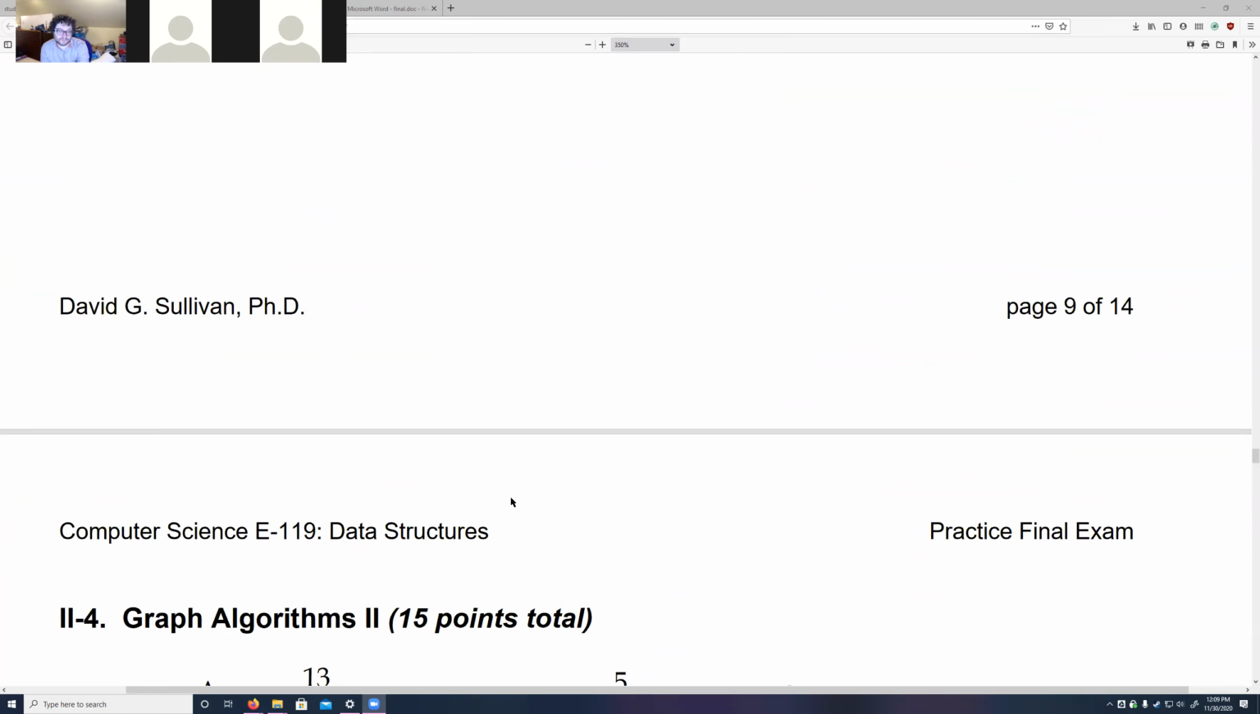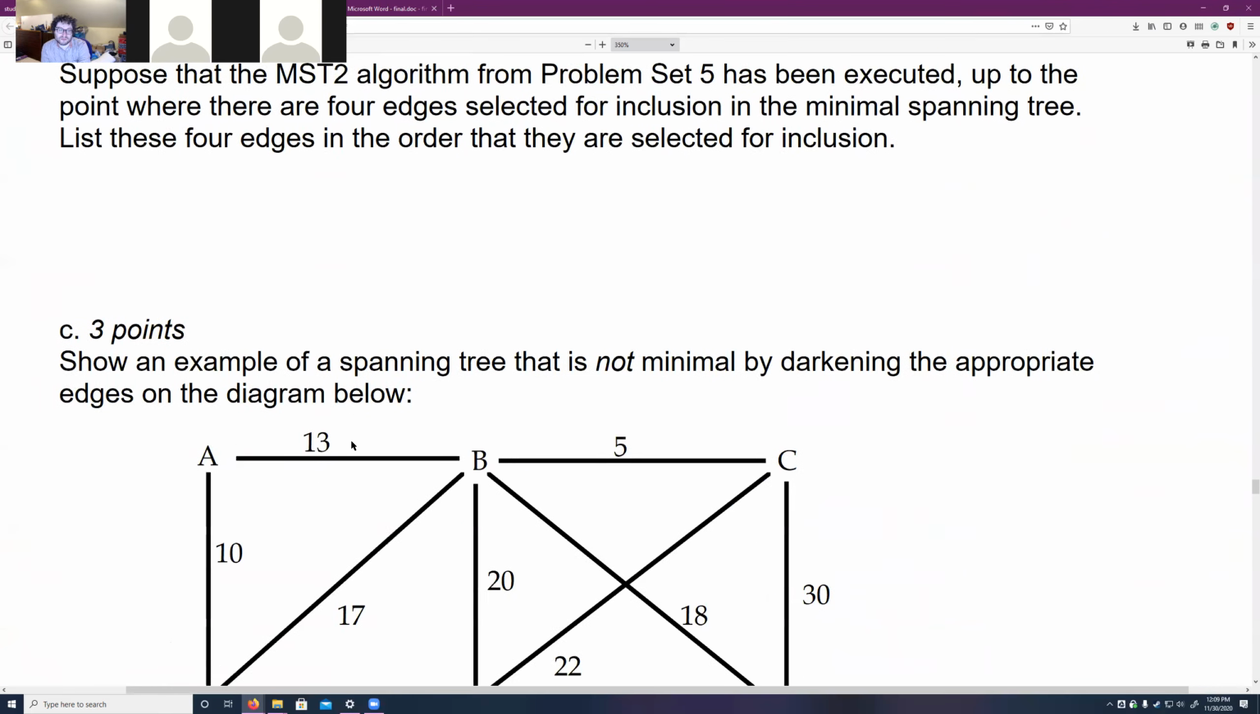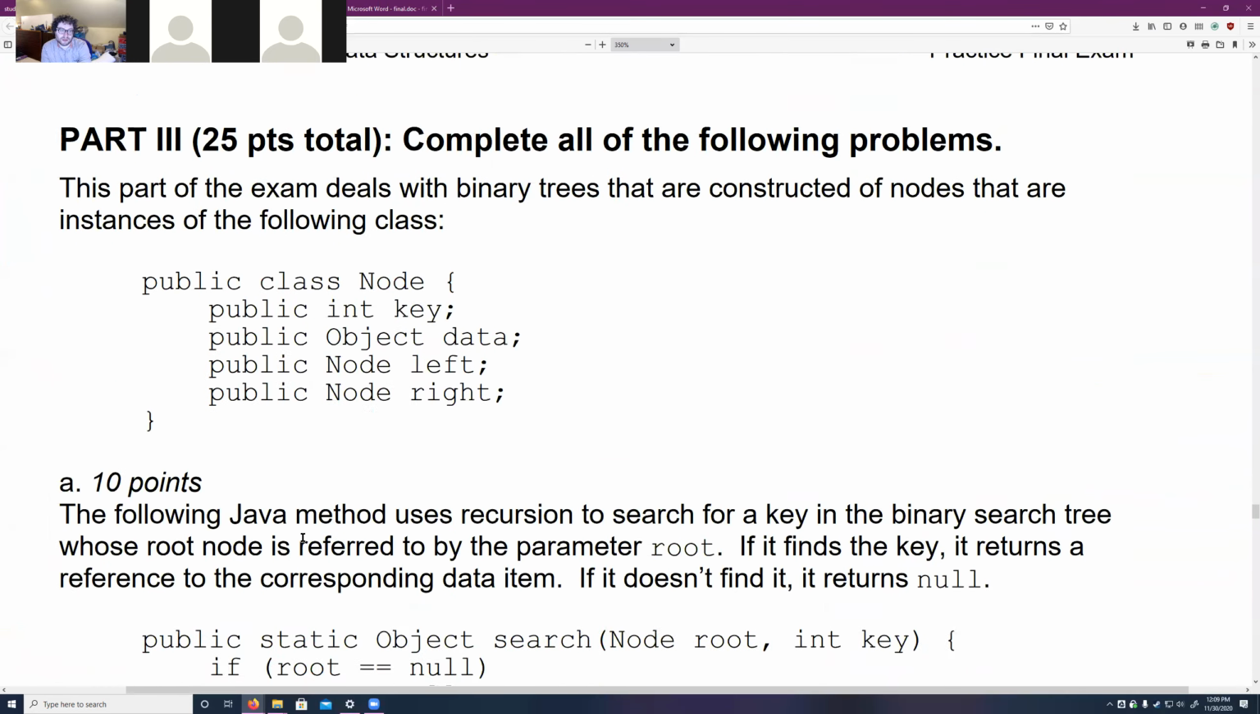Okay. So Prim's algorithm, Kruskal's, don't really want to. All right.